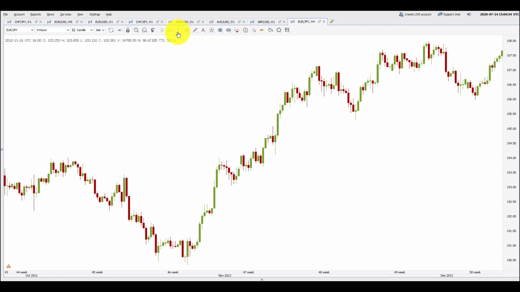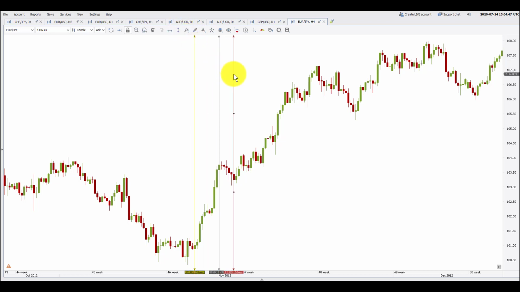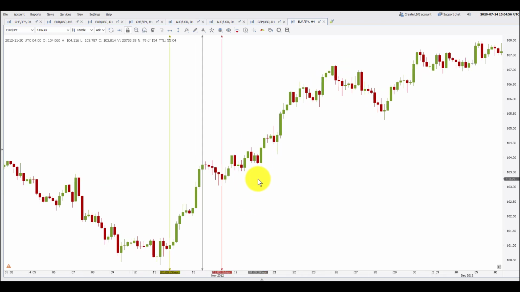My intention to tell you here is that the pole is formed in a very short span of time. You see, this pole formed from 13th November to 15th November in 4 hours, and the flag lived only for 1 day, 2 days. Okay, from here till here. You see here, this was the flag pole and this was the flag.